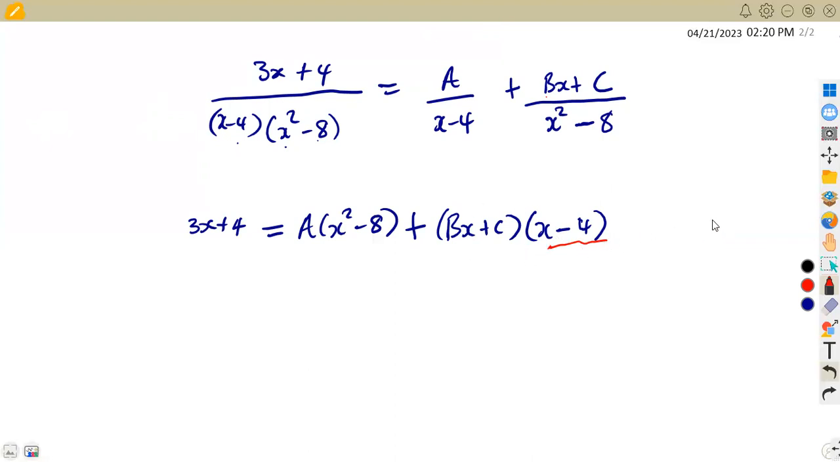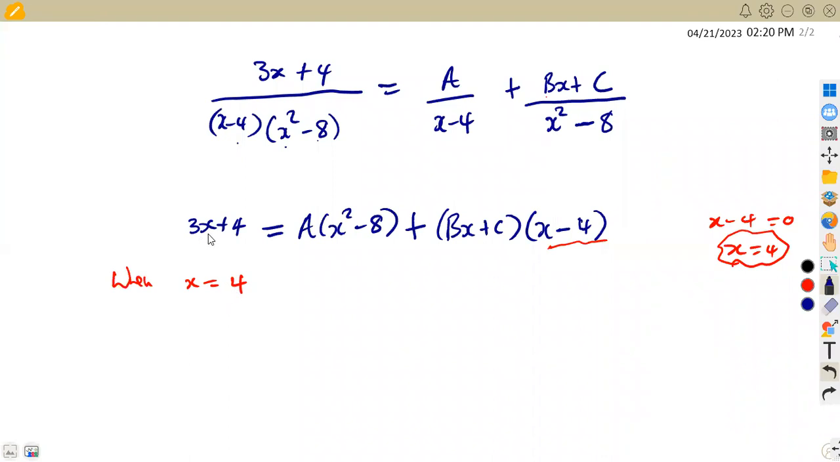So when letting x minus 4 be equal to 0, that means our x at that moment is going to be 4. So if x is equivalent to 4, this whole bracket is going to be equal to 0. So when x is equal to 4, we are going to substitute in every part that has got x. We are substituting a 4.